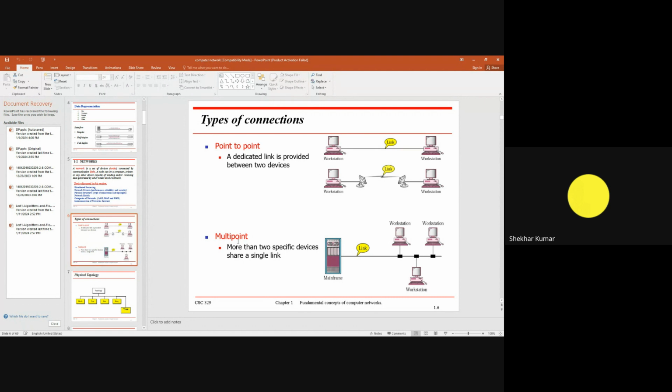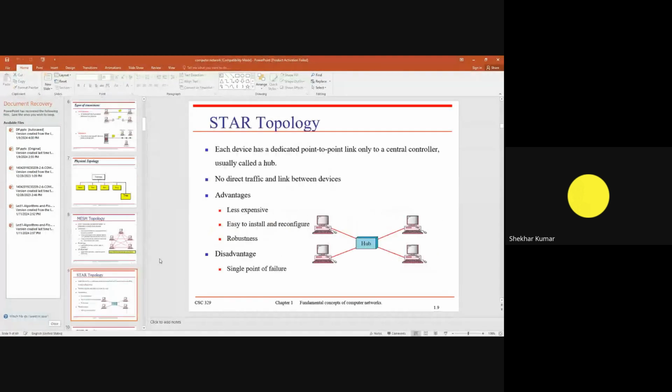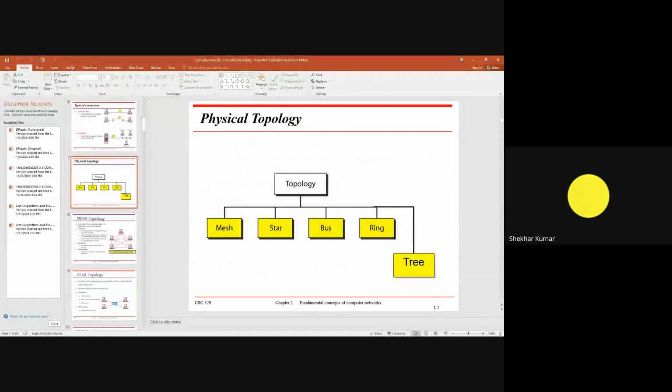The other connection is your multi-point connection. In the multi-point connection, many devices, more than two, share a single link. Then how are these connections done? How do we communicate between these devices? What type of physical connection should it be? That is called your physical topology.